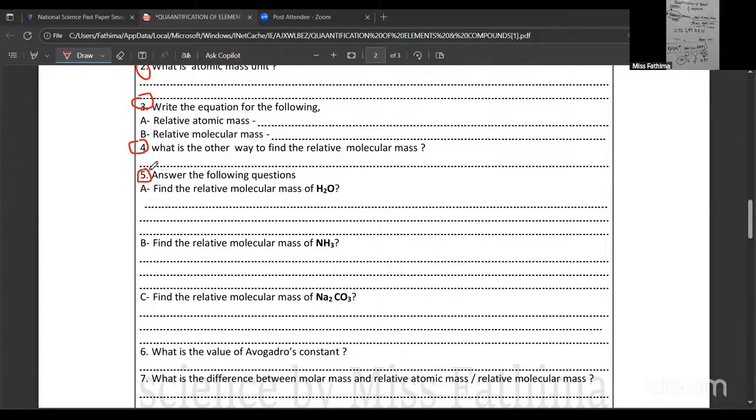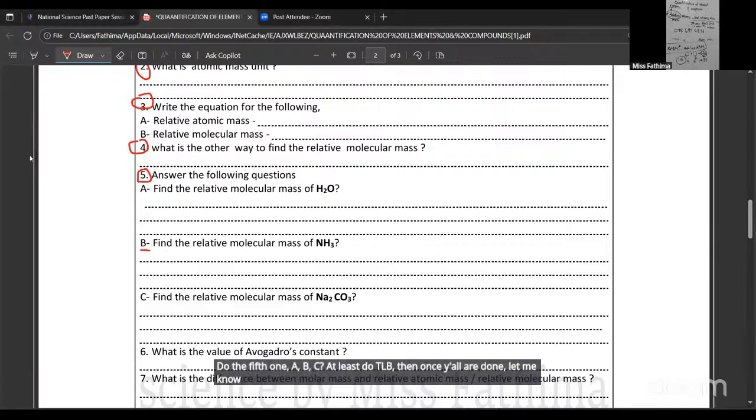Do the fifth one, A, B, C. At least do till B. Then once you all are done, let me know in the chat. I will discuss the question.